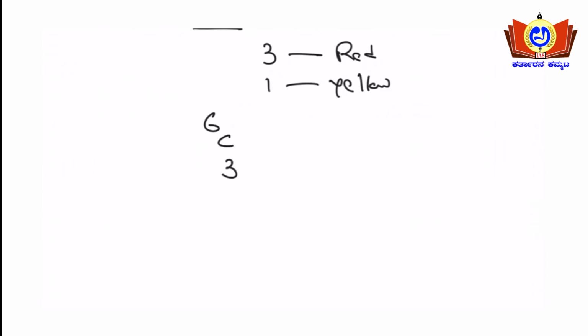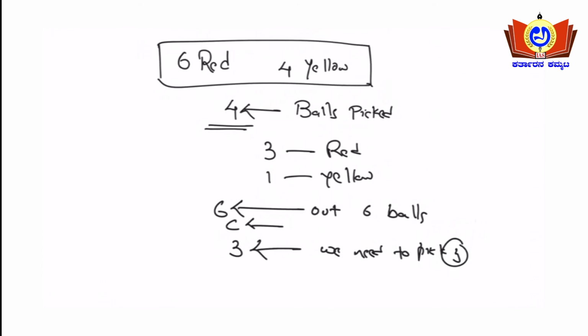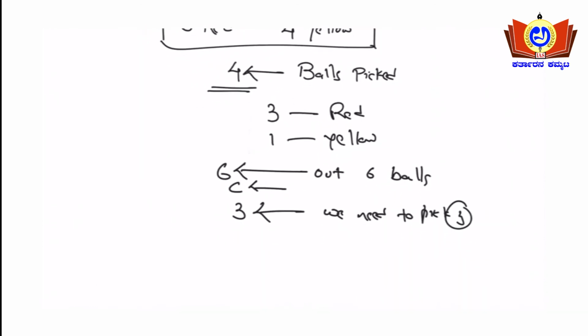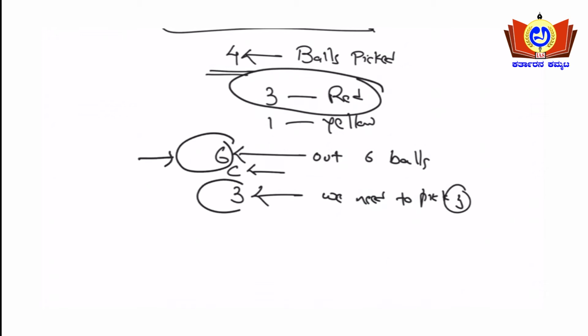6C3. What is this 6C3? Out of 6 balls, what combination do I need to arrive at? 3 balls I need to pick. Out of 6 balls, we need to pick 3 balls. Here, totally there are 6 red balls. In those 6 red balls, I need to pick 3 red balls. This is the formula 6C3.